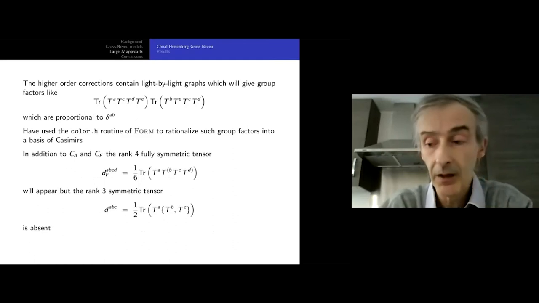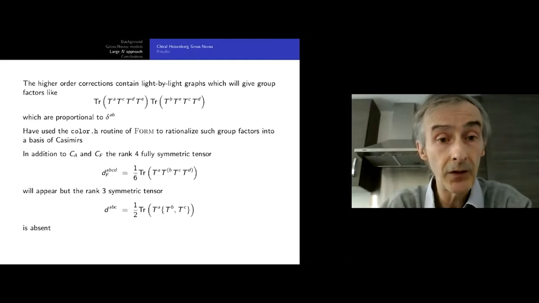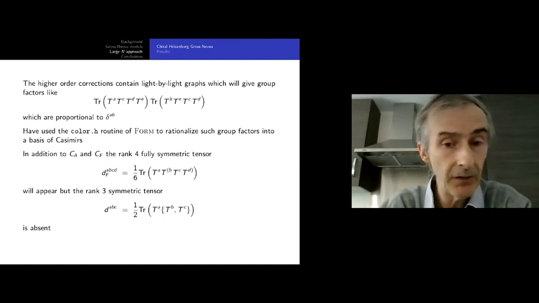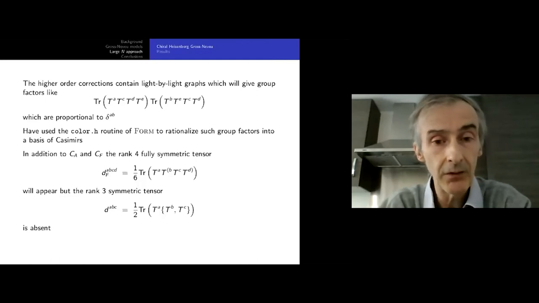Now, in the mid-90s, Larin, van Ritbergen and Vermaseren calculated the four-loop beta function in QCD, and they had to take account of group theory graphs with this type of group theory. And they have a very elegant package called color.h, which allows me to do the group theory for this problem. And it involves a rank 4 fully symmetric tensor, DABCD. The F here means the fundamental, but it could be in the adjoint, for example.